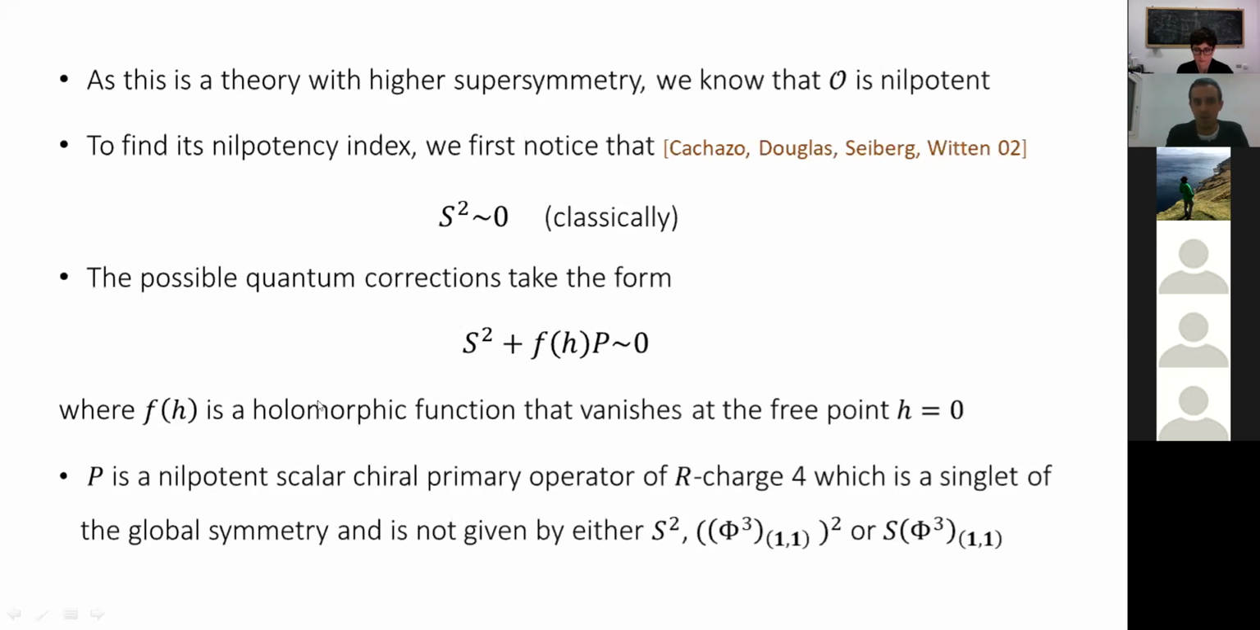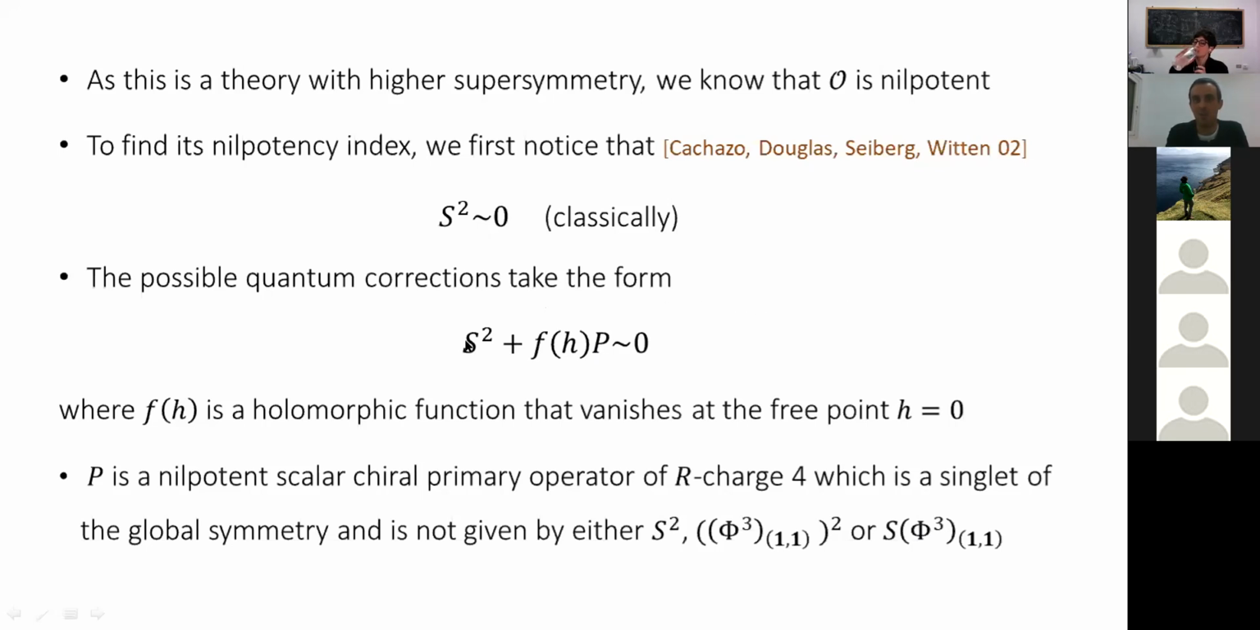Here H is a holomorphic function that vanishes at the free point, and P is some nilpotent scalar chiral primary operator that should have R charge 4, and of course it should be a singlet of the global symmetry if it's to be related to S squared. And it should not be given by S squared, phi cubed squared, or S phi cubed, because otherwise it will result in the same relation. So this classical relation would not be modified.